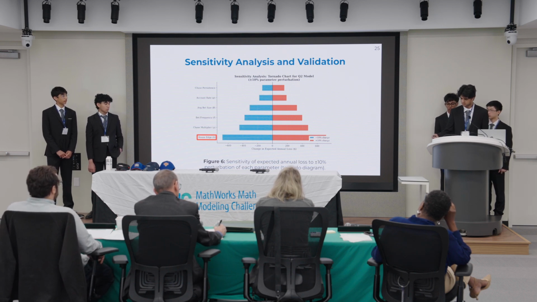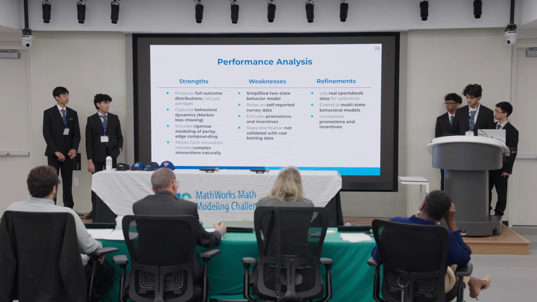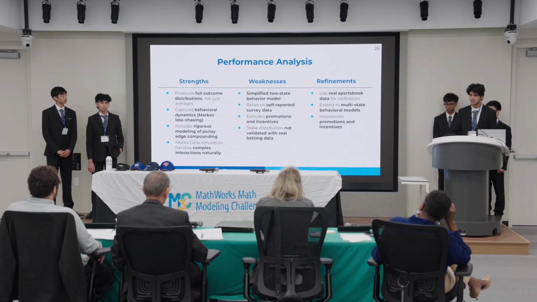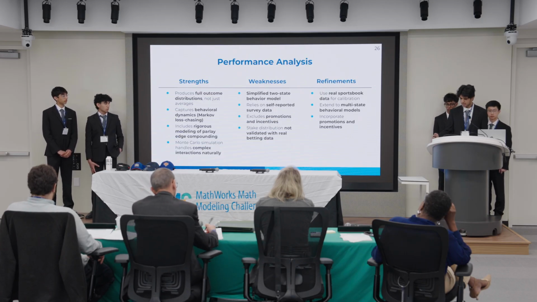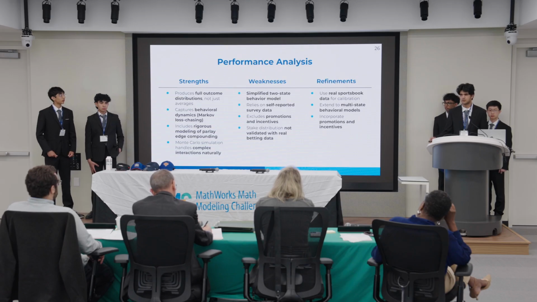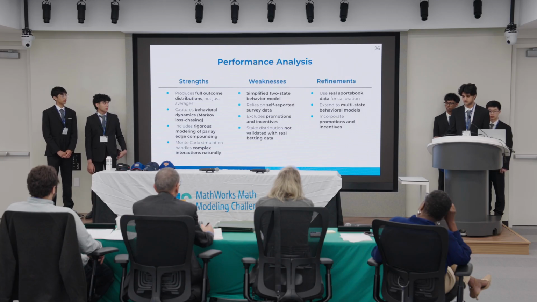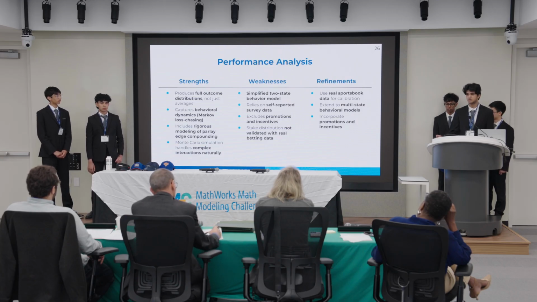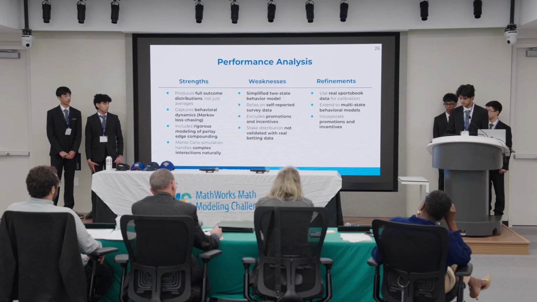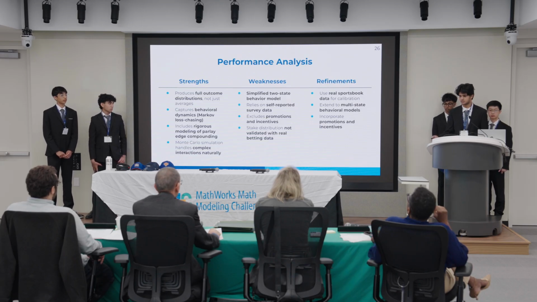Our model has several strengths. It produces full distributional outputs, incorporates parlay edge compounding, and the Markov chain captures the often masked interaction between outcomes and subsequent behavior. The weaknesses are that the 2-state chain oversimplifies dynamic human behavior, and our parameters come from self-reported surveys. Refinement would involve access to real sportsbook data, extension to more Markov states, and the inclusion of promotional credits.